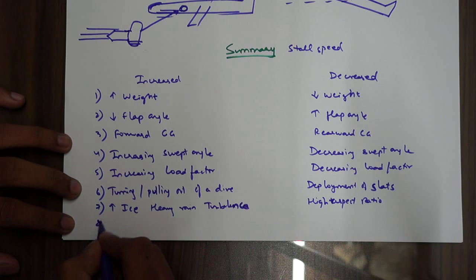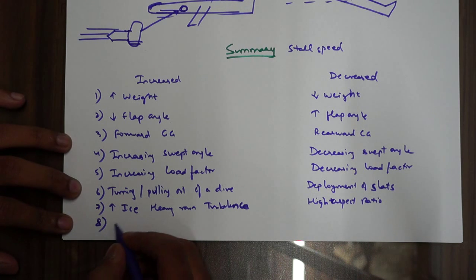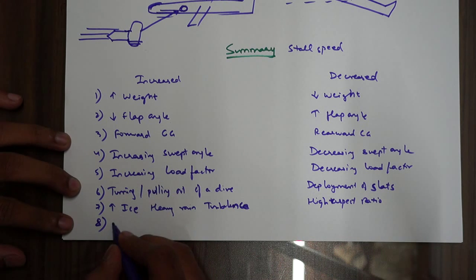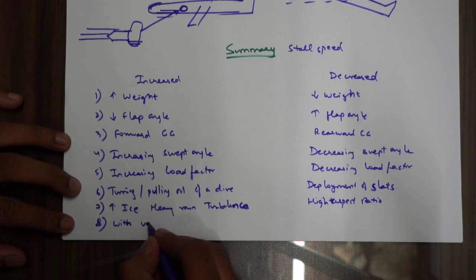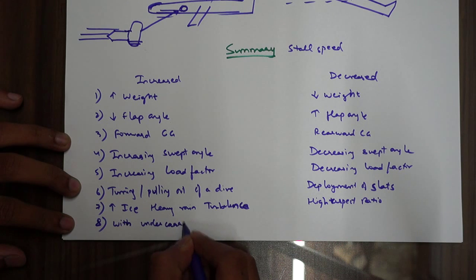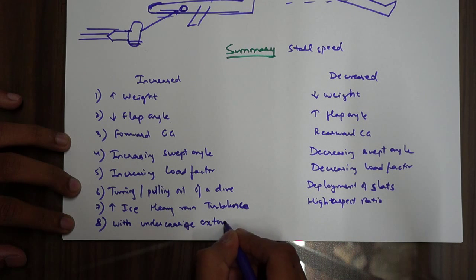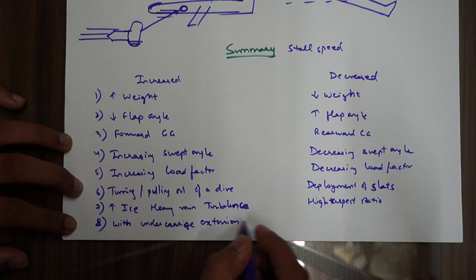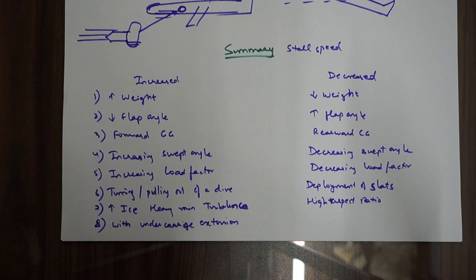The last important point is, we don't generally give a lot of weight on it, but it's important. Stall speed will increase with undercarriage or the landing gear extension. So that is the reason undercarriage is deployed at the last possible final moment, maybe like 4 or 5 nautical miles to land.